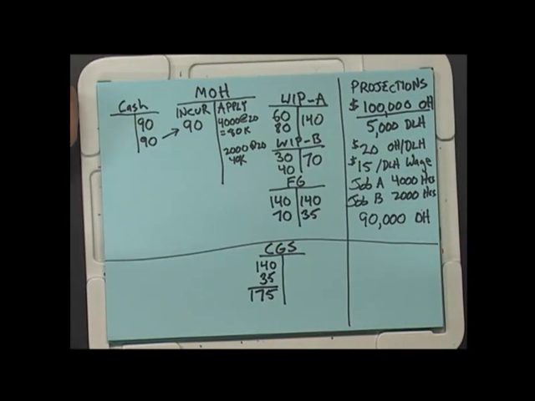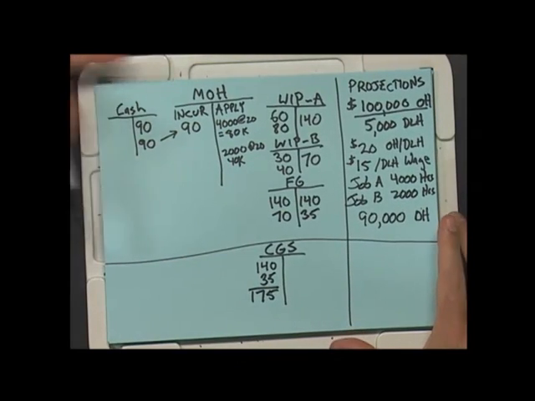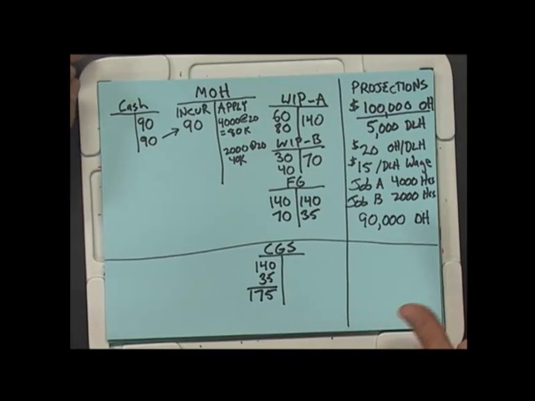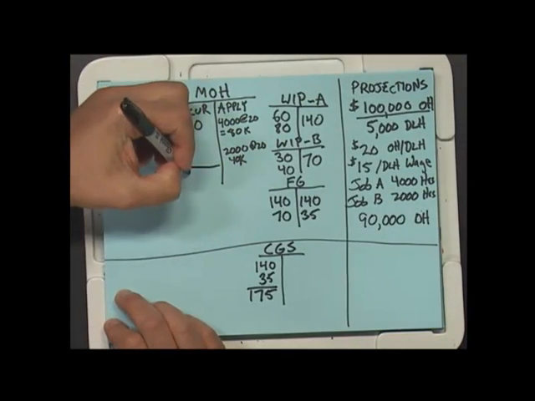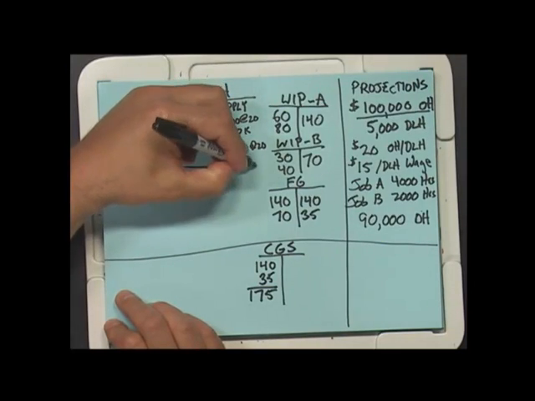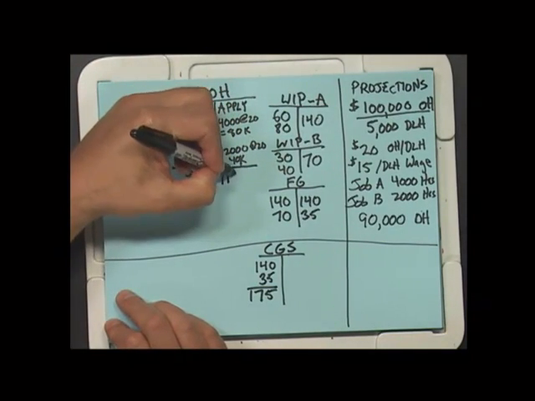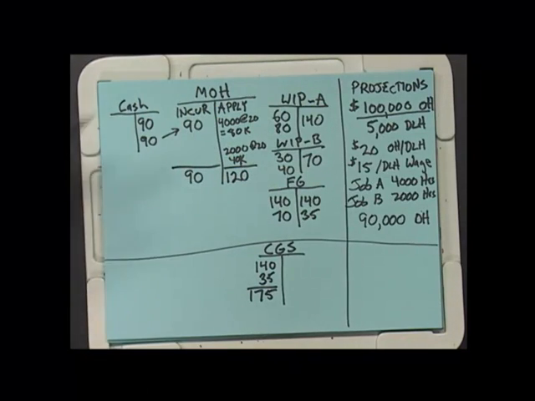Why do I call it unadjusted? It's because we're not quite done. We've got one last step to undertake before we can be comfortable with our financial statements at the end of the period. The reason is that if I look at our manufacturing overhead account, we've incurred 90, and we've applied 120. So here we have an account that is sitting on our balance sheet, and it has a credit balance.